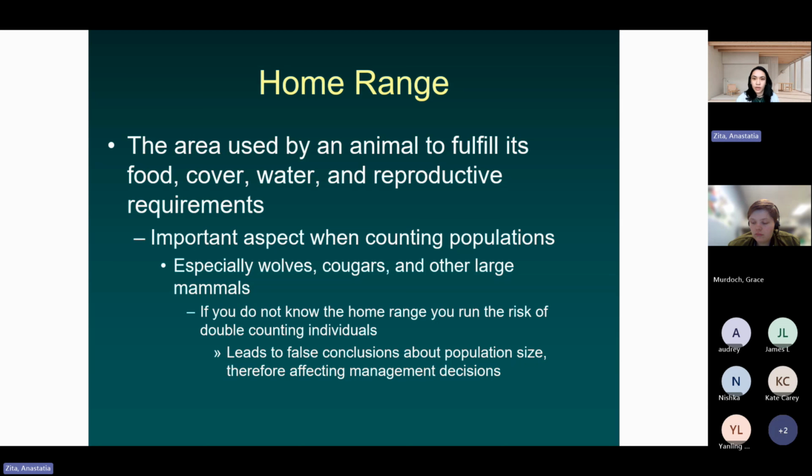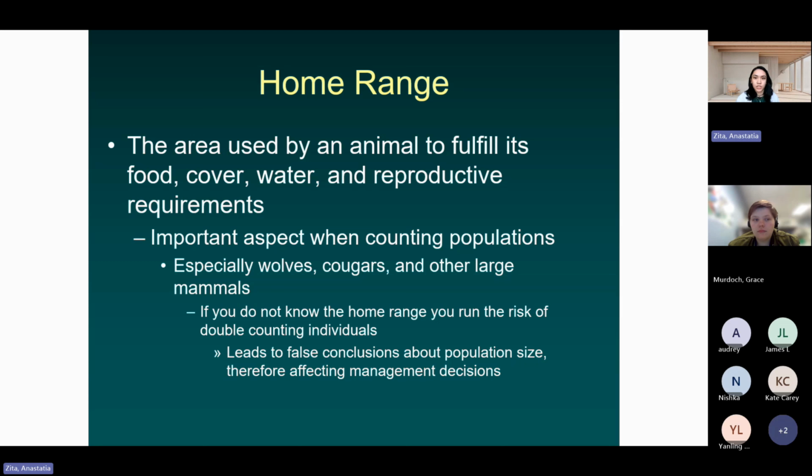Knowing the home range of these animals is crucial when counting populations because if you don't know the area that an animal inhabits, you run the risk of either double counting or not counting certain individuals, and this can lead to false conclusions about the size of a population, which can have some pretty serious implications for management decisions.